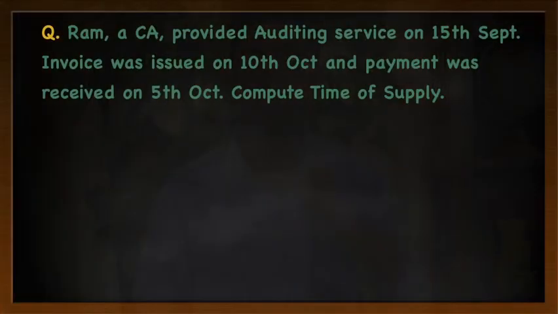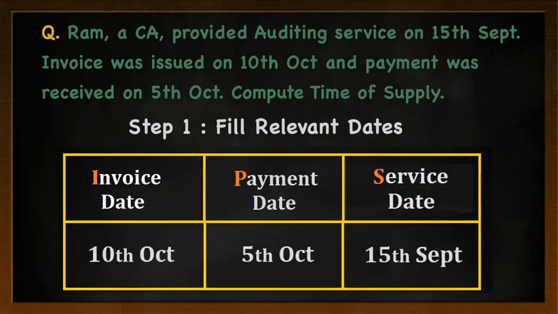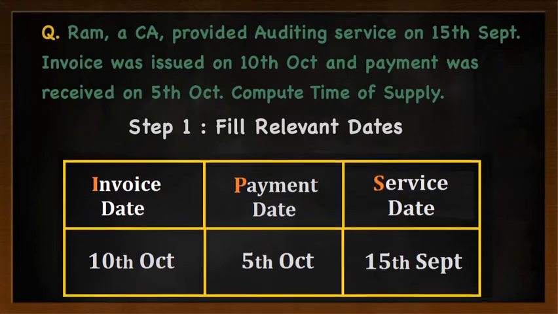So you have to write it in this order. So the first step is to fill up the columns. Now you tell me, what is the invoice date? It is 10th of October. What is the payment date? It is 5th of October, again given in the question. The third column is service date. What is the date of service? It is 15th of September. So we found the 3 dates.